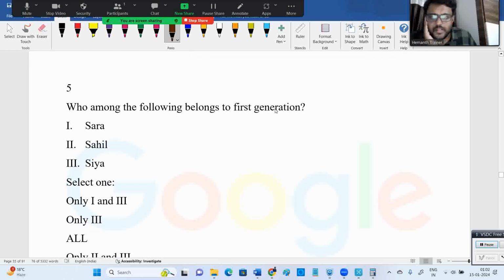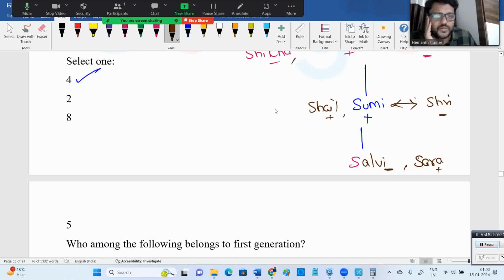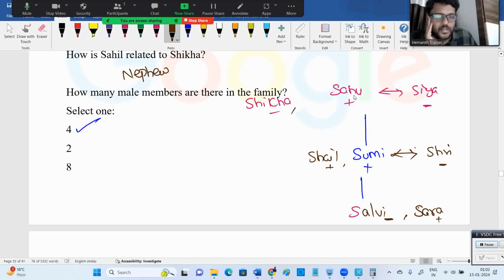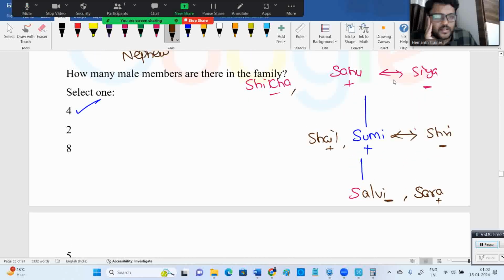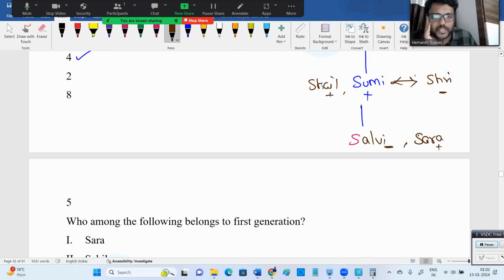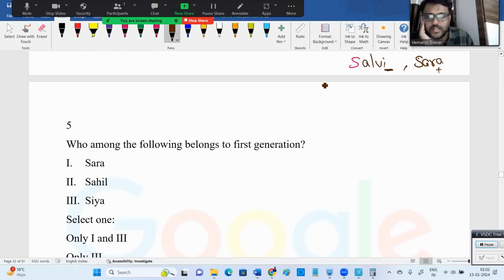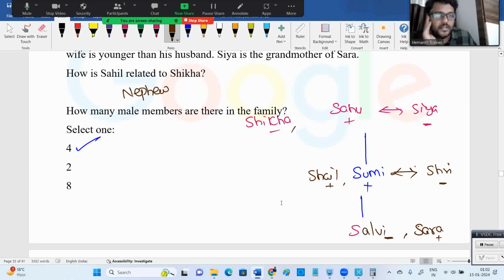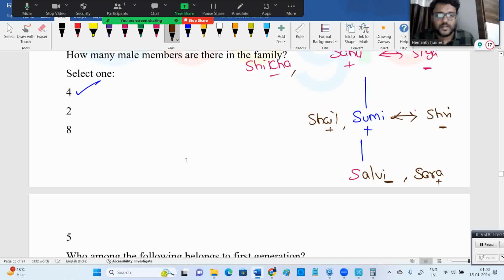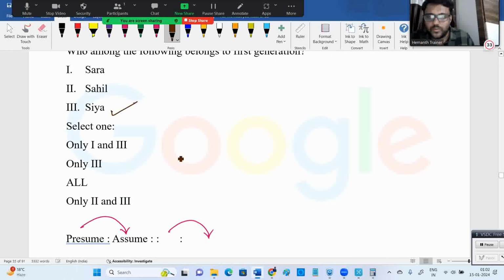So fine. Who belongs to the first generation? Here first generation means above. Okay, who belongs to the first generation? Sia, Sahu, Shika. Sia, okay. Shahil, no. Sia only. In this, first generation means above: first, second, third generation, likewise. So Sia only is the answer. Fine, so only the third one.